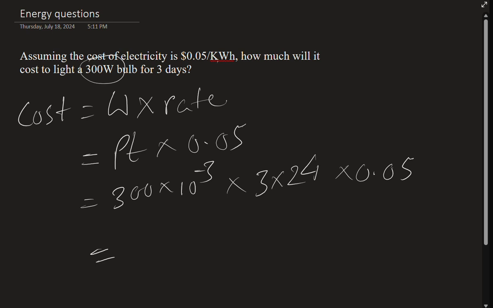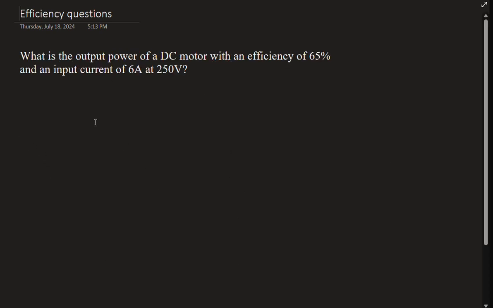Let's see what we have. 300 into 10 inverse 3 times 3 into 24 times 0.05. So 1.08 dollars. That is the cost. Let's move on to the next question, efficiency.